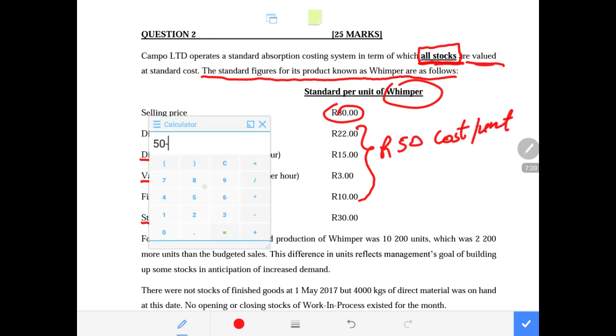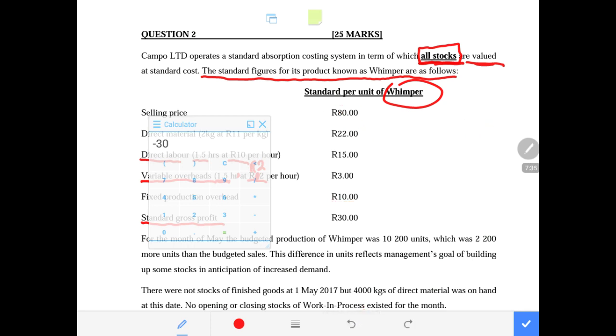Then we say 50 rand minus the selling price of 80 rand, then that gives us 30 rand. This is where the 30 rand is coming from. It is the selling price per unit minus the absorption cost per unit, and that comes to an amount of 30 rand. That is already provided to us.